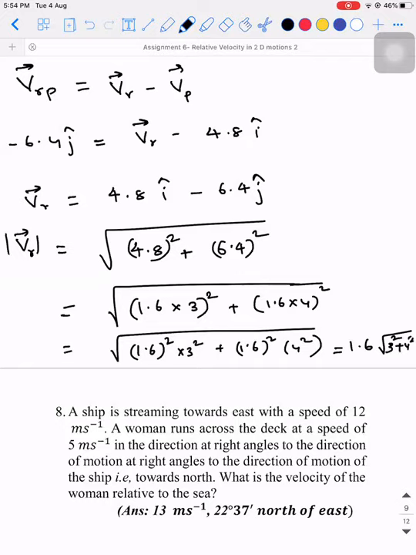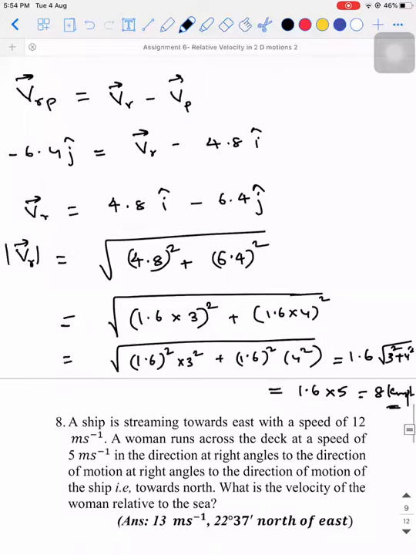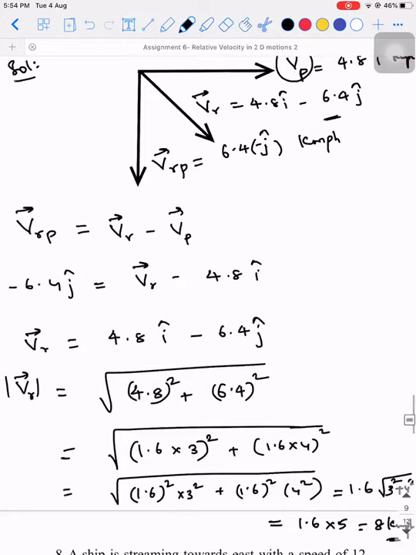What is 3 square plus 4 square under a root? 3, 4 and 5 are Pythagorean triplets. So 3 square plus 4 square will be 25. Under a root it will be 5. So 1.6 into 5 is nothing but 8. You understand? So you need not sit and multiply the whole thing. So the answer is 8 kilometers per hour. Direction, I believe you can solve it. Okay, direction I already told you.